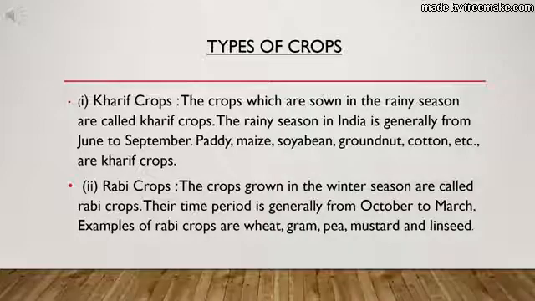Rabi crops. The crops grown in winter season are called rabi crops. Their time period is generally from October to March. Examples: wheat, gram, pea, mustard and linseed.